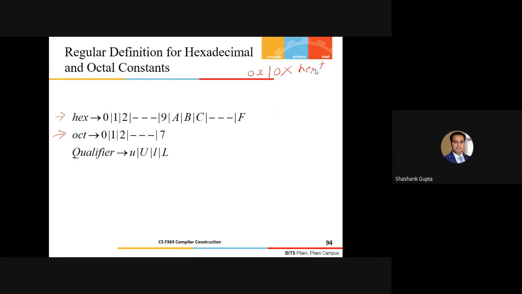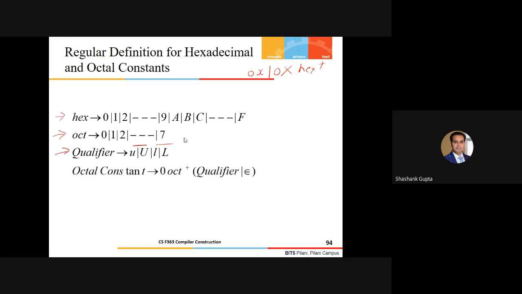So let me define the qualifier symbol also, which has been given in the specification as well. I mean, which has to be appended at the end as a suffix. So it can be unsigned, represented by these two symbols, either in lowercase or in uppercase. Similarly, the long format. And I can even skip the qualifier. For that, I have the capability to introduce the epsilon symbol, right?